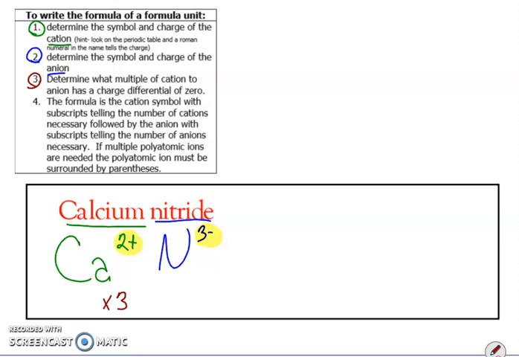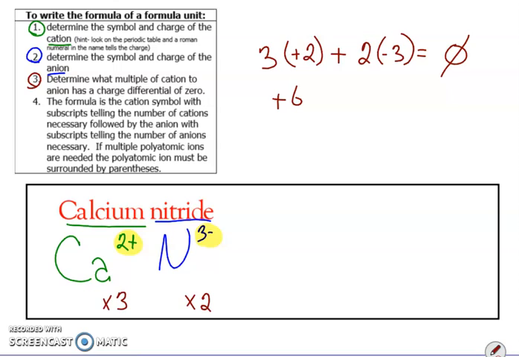To get 3 to be a 6, irrespective of the magnitude of the charge, I'm going to need to multiply by 2. So if you consider this mathematically, I'm going to need 3 positive 2 ions and 2 negative 3 ions to make this equal 0, because positive 6 minus 6, they negate one another. All compounds must have a balance of 0 for the charge.